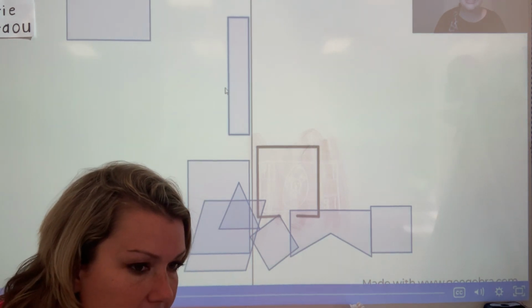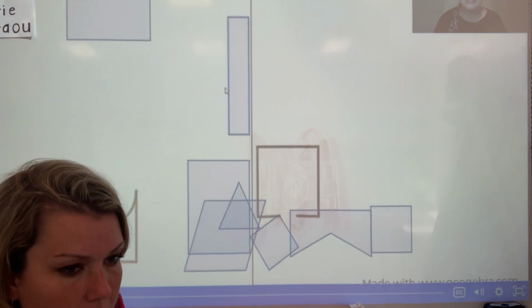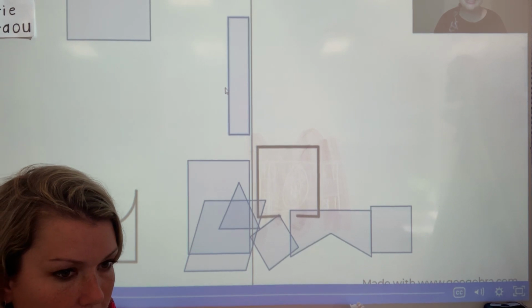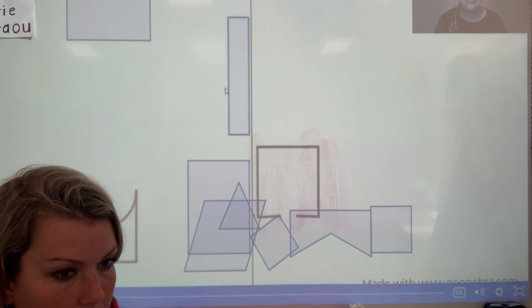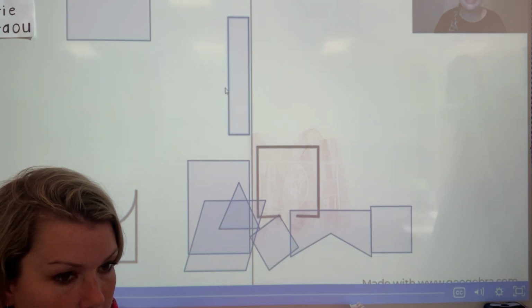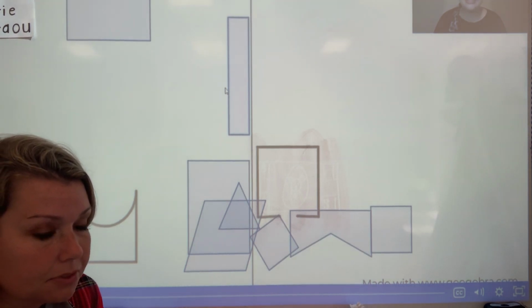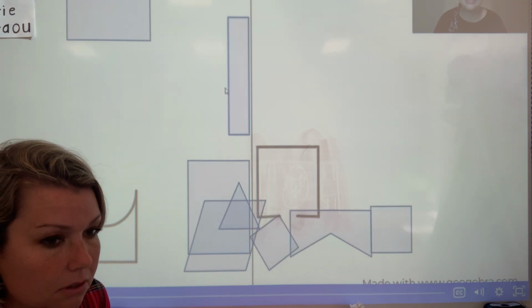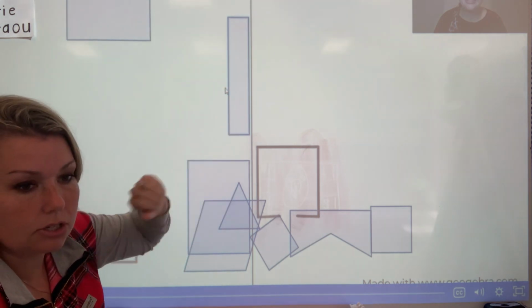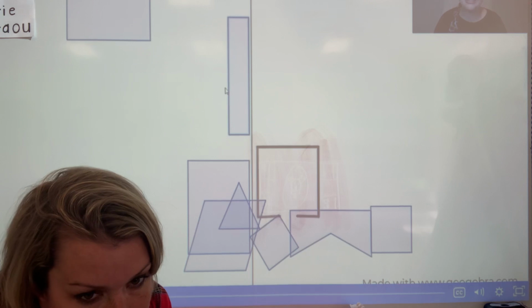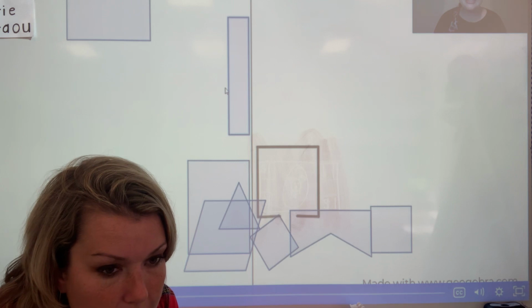Let's see. Derek, or DJ, can you tell me a little bit about this shape? Unmute your mic, DJ, sweetie. I can't hear you. That shape has lines. Okay, very good. Are there any curved lines, DJ? No, they're all straight and it's closed. Good job, DJ. What else can you tell me about this shape? There's no curved lines, they're straight and they're closed.